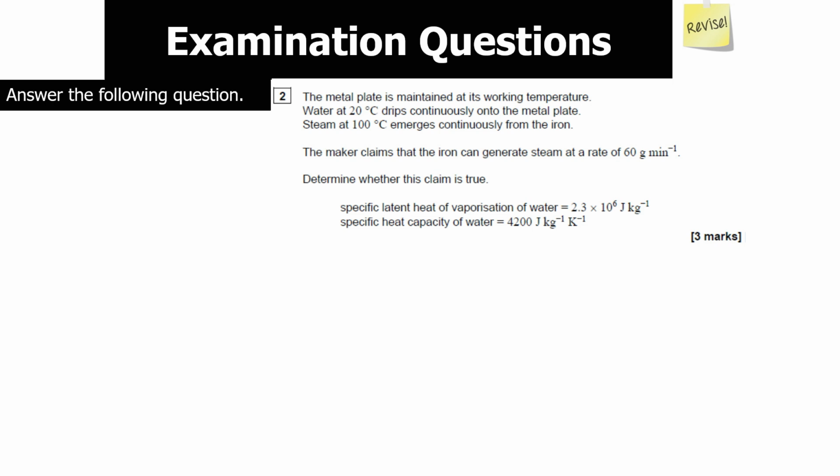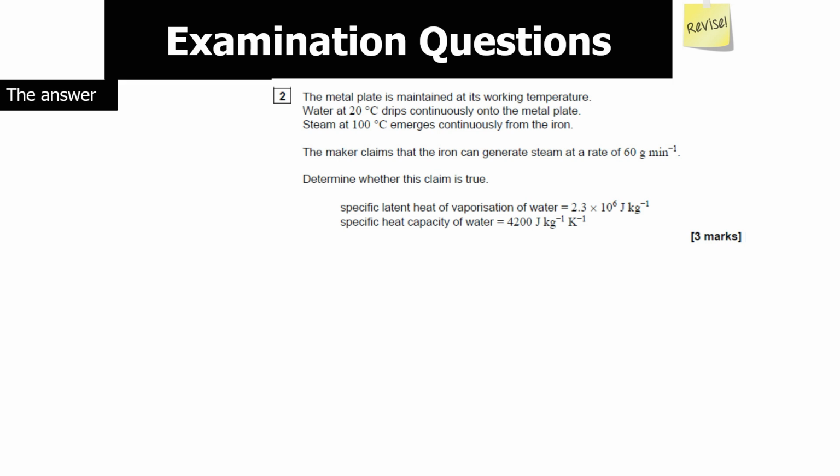The next question says the metal plate is maintained at its working temperature. Water at 20 degrees drips continuously onto the metal plate. Steam at 100 degrees Celsius emerges continuously from the iron. The maker claims that the iron can generate steam at a rate of 60 grams per minute. Determine whether this claim is true. So pause the video now, then unpause the video when you want to go through your answer.